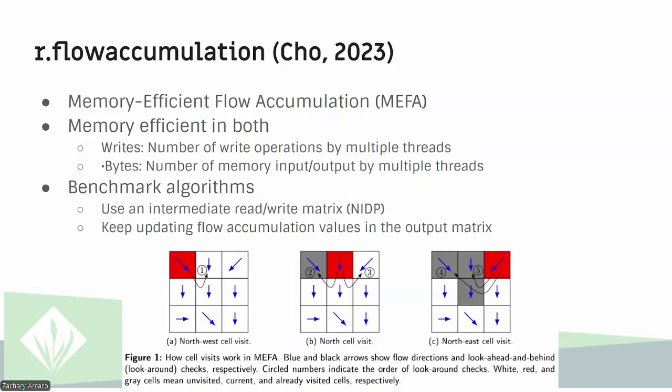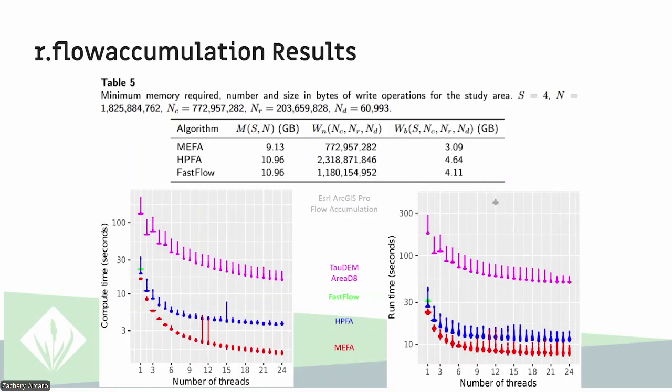And this is how it works. This is memory efficient flow accumulation, MEFA. It reduces the number of writes and bytes, and compared to benchmark algorithms, it highly reduced memory usage by using some look ahead and behind kind of technique. So here you can tell, this is the total number of byte operations. You see a big difference here. And then this is a benchmark. This is mine, others, and ArcGIS.